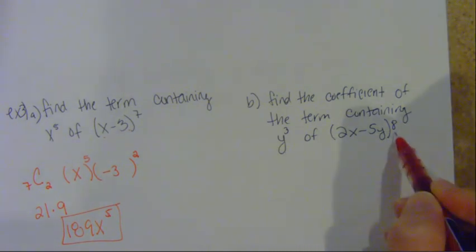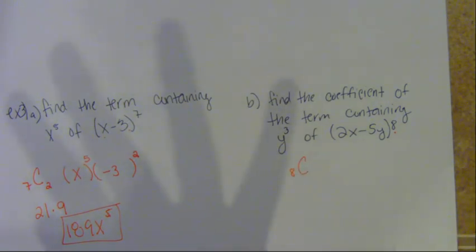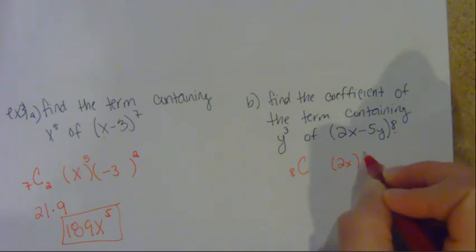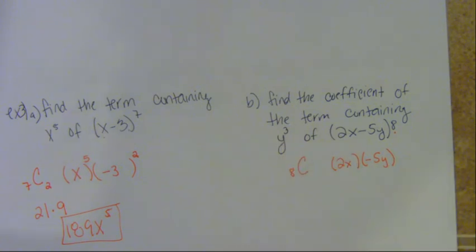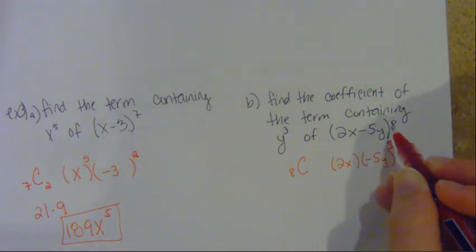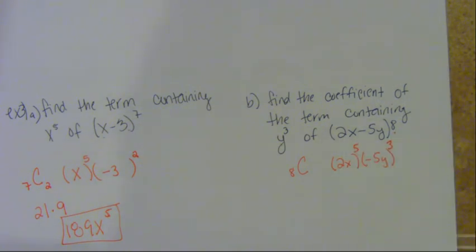Because it's an 8, I know I'm going to have an 8 choose something. I'm going to deal with that in a minute. Right now, I'm going to take my first term, that 2x, my second term, -5y. Now, if I want y to the third, where's the 3 going to have to go? With the x or with the y? Well, hopefully that was obvious. It's with the y. So if I have a y to the third, and I have this binomial expansion of an 8th, that means this guy here has to be a 5, because remember, those have to add up to be the 8. And we're going to stick that 3 right here.